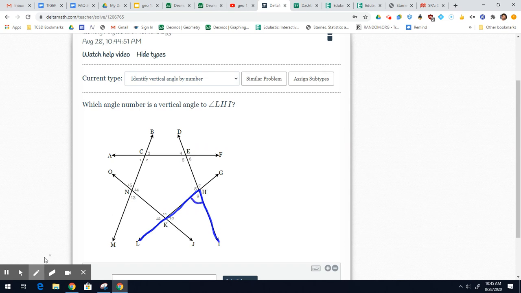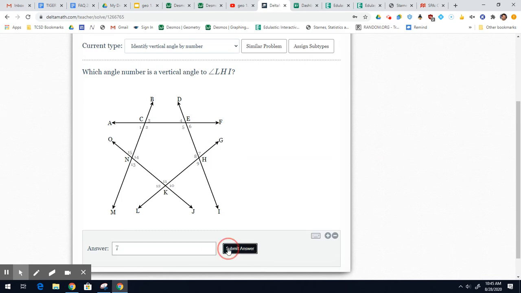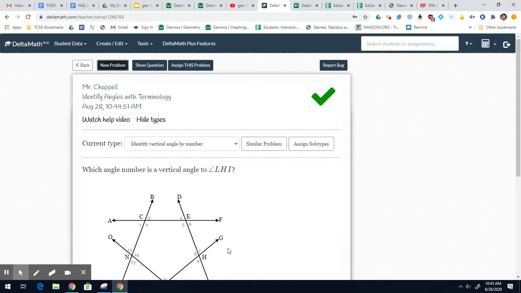I need to identify the vertical angle. Vertical angles are made by opposite rays. So what is the opposite ray to ray HL? Well, it would be ray HG. And what is the opposite ray to HI? It would be HD, or it could be HE. So now I've created a red angle. Put an arc inside of it. This is the vertical angle. Angle 7 would be the vertical angle to angle 9. So I'll come down here and put a 7 and submit. Hopefully I'm right. All right, good for me.